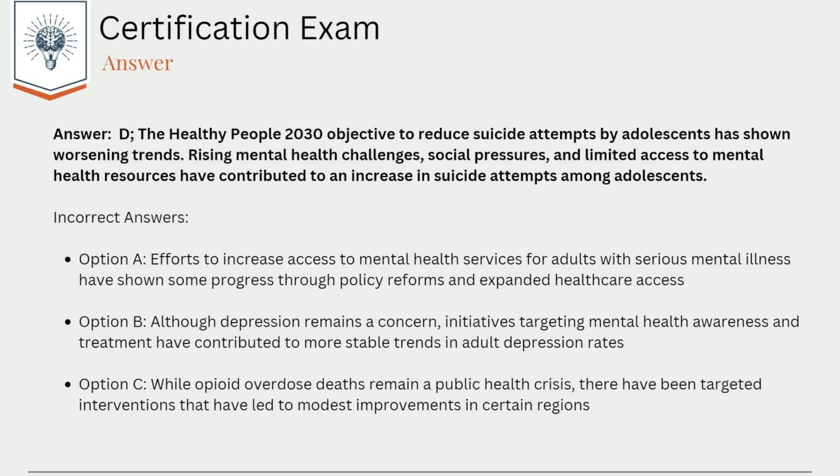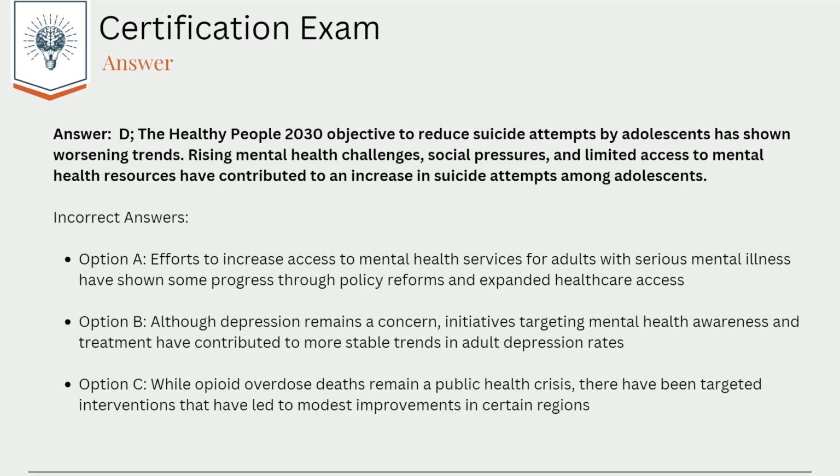Option A, policies like expanded Medicaid coverage and telehealth services have actually improved access to care for adults with serious mental illness. While challenges remain in all of this, progress is being made and there is increasing mental health service availability. Option B, depression is still a significant issue, but public health campaigns and greater awareness have helped stabilize adult depression rates. Access to treatments like therapy and medication have also improved.